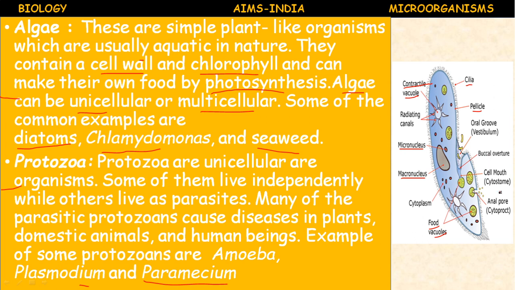Okay, the cytostome, which acts like a mouth. The food vacuoles, which help in digestion. Okay, the anal pore, which acts like an anus, means undigested food material will be eliminated from this. The tuft of cilia is present here. Okay, and this is about the protozoans. Protozoans are unicellular microscopic organisms.